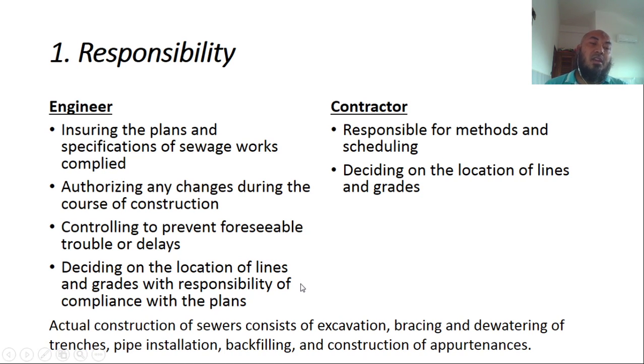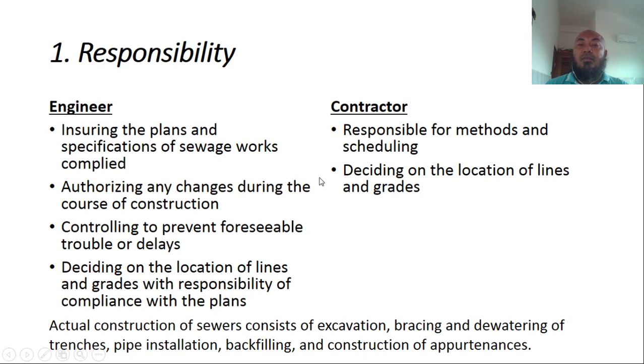The engineer again controls to prevent foreseeable trouble or delay. The engineer has the power to control and also to prevent any future trouble or delay. They should have this ability, and the engineer also has to decide on the location of the line and grade, with the responsibility of complying with the plan.